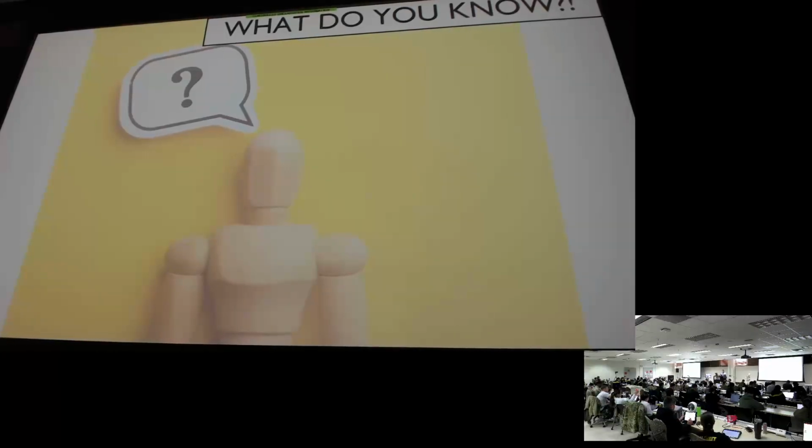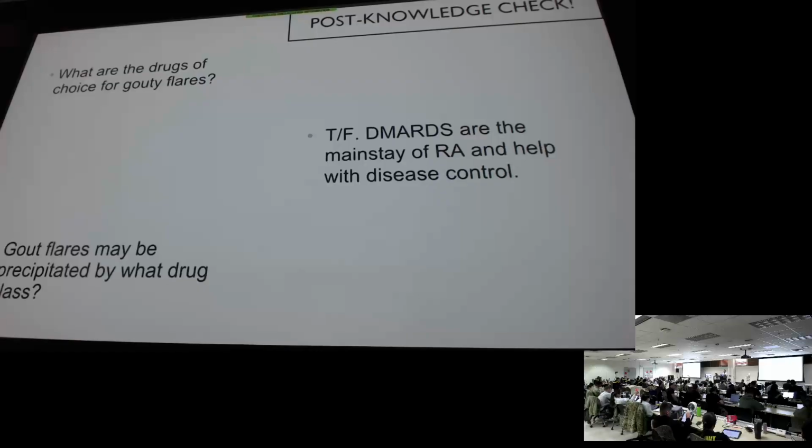All right, last couple of minutes here. So now we're going to see, compared to what we knew before, what do we know now? What are the drugs of choice for gout flares? Drugs of choice for gout flares. NSAIDs. Corticosteroids, I heard. What's the other one? New drug. Colchicine. There we go.